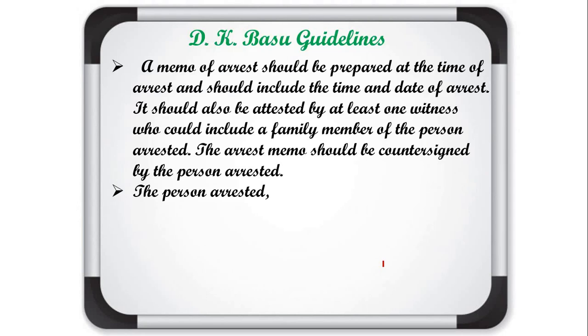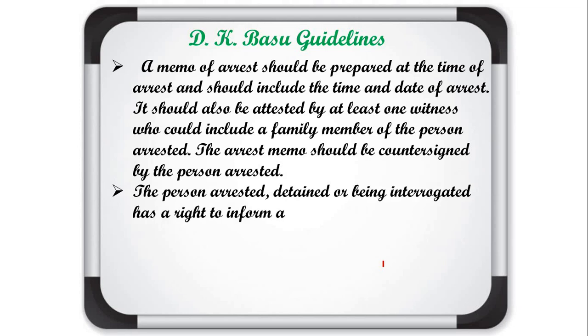Second, a memo of arrest should be prepared at the time of arrest. It should include the time and date of arrest. What is a memo? It is a brief description about the case or crime. So that form, that paper in which a brief description of the case is mentioned, must include the place, date and time of arrest. And that memo should be signed by one witness, who may be a family member of the accused, and countersigned by the person arrested.